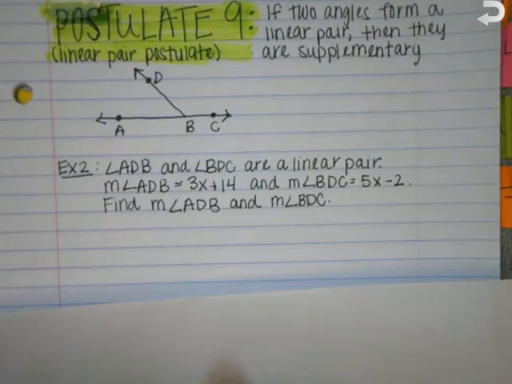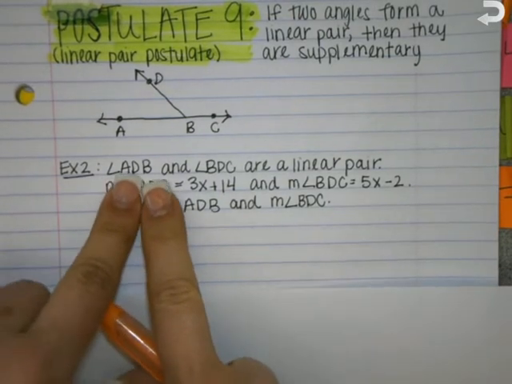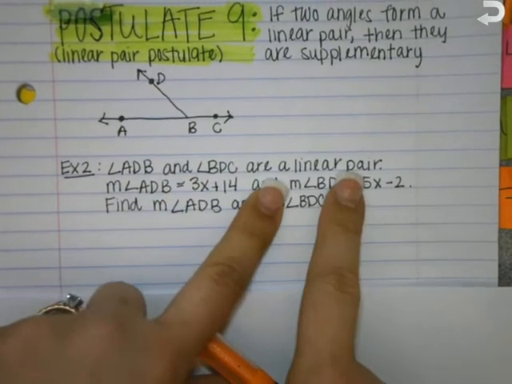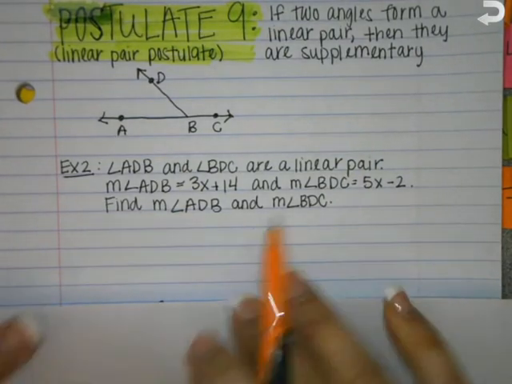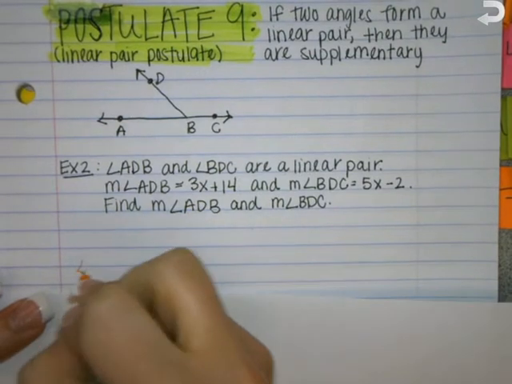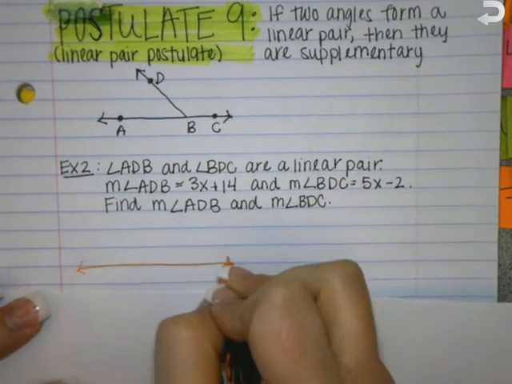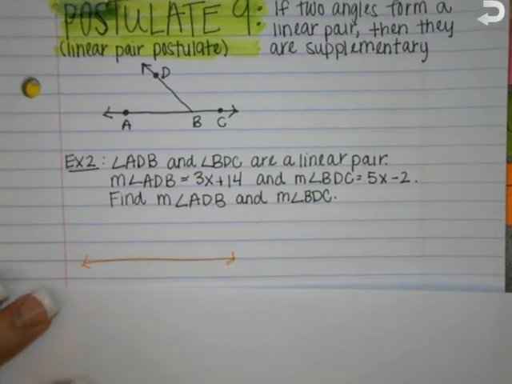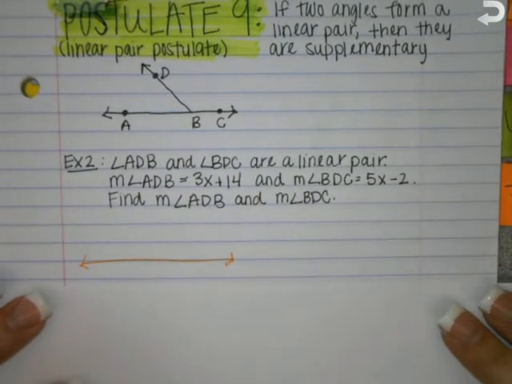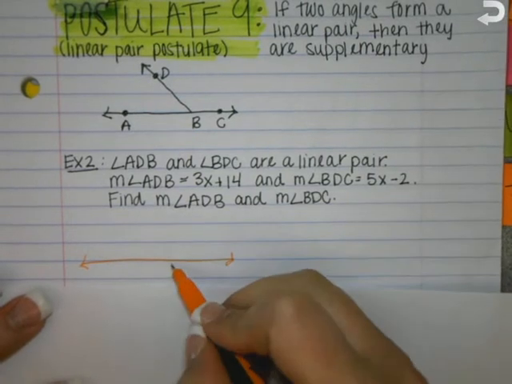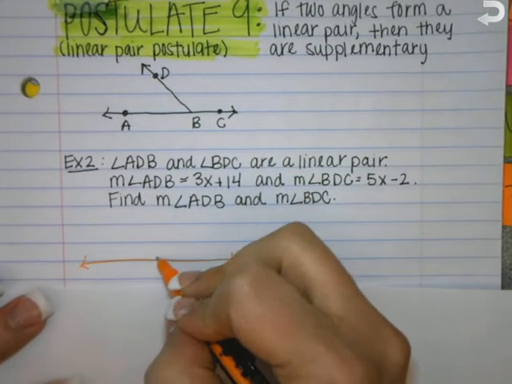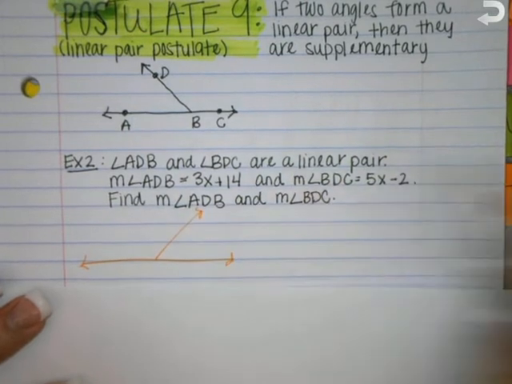So, for example 2, I give you angle ADB and angle BDC, and I tell you they are a linear pair. So let's draw the picture first. A linear pair means that their bases are opposite rays. So we're going to start by drawing a straight angle. Now, 3x plus 14, 5x minus 2. It doesn't matter really if it's to scale, so why don't we go the opposite way this time? So we know they're going to form a linear pair.